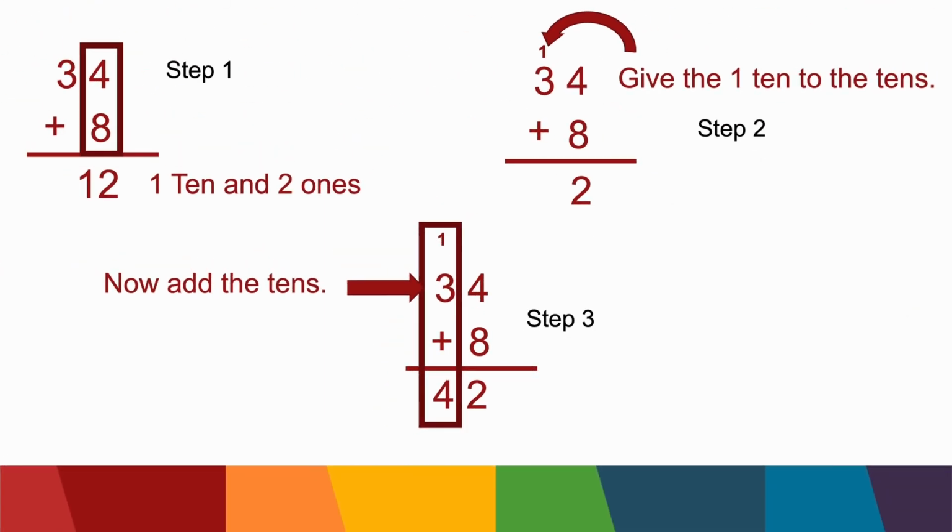Here we have 34 plus 8. Step 1, we add the ones column. 4 plus 8 equals 12. That's 12 is 1 ten and 2 ones. Step 2, we need to give 1 ten to the tens column, and we bring the 2 down. Step 3, now we add the tens column. 1 plus 3 equals 4, and our answer is 34 plus 8 equals 42.